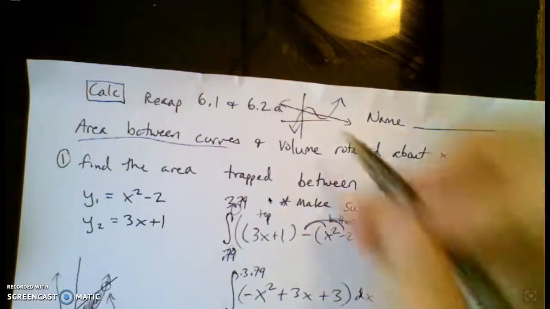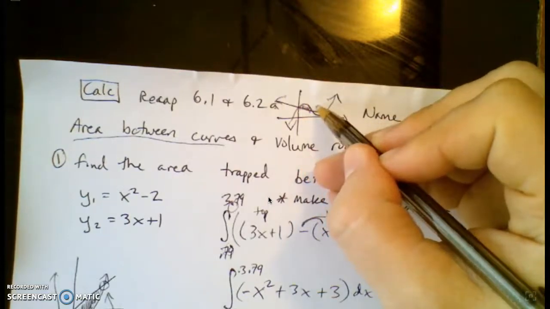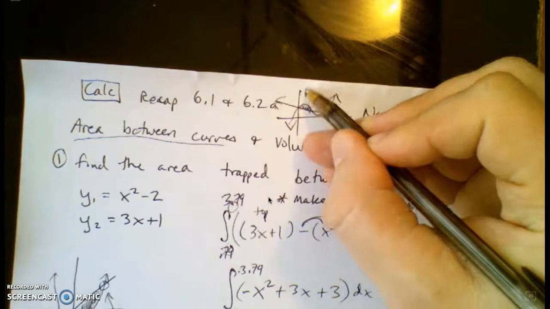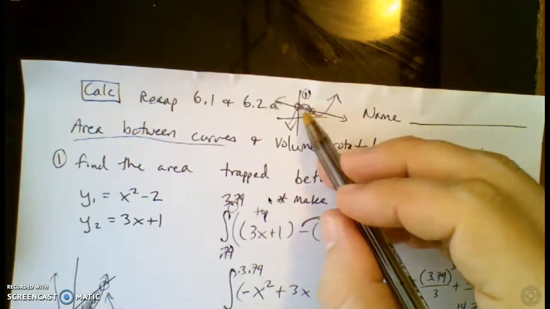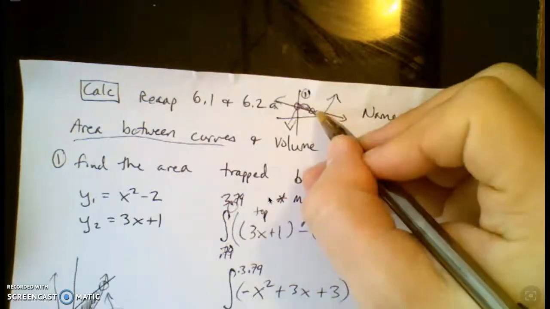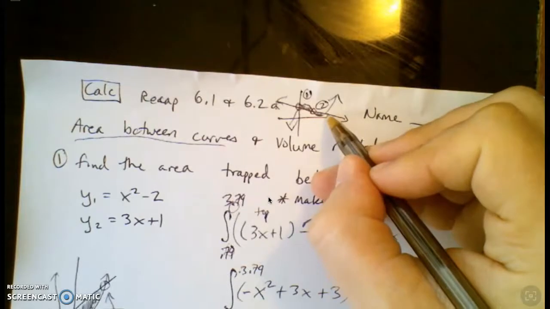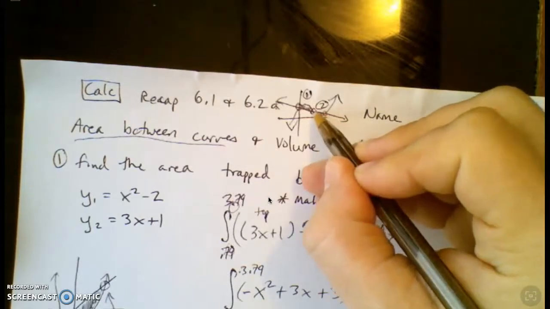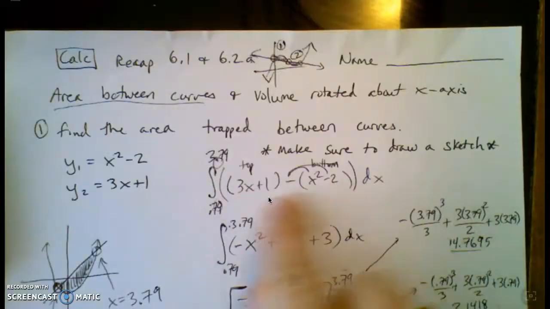Got to be kind of careful because for this chunk, the curvy guy's on top. So you'd have to do one integral from here to here with the curvy guy on top. And then you'd have a second shape where the straight line's on top. So you'd have to do a second integral from here to here with the straight guy on top. So it's like twice the amount of work.